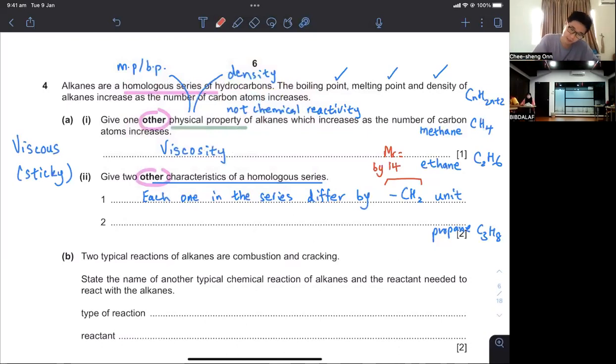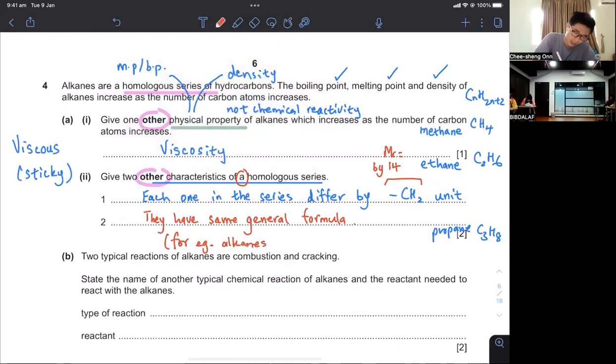What other properties can I say? They all have the same general formula. In this case, they don't mention alkane, they just say a homologous series. For example, alkanes will be CnH2n plus 2, as you would have known anyway.